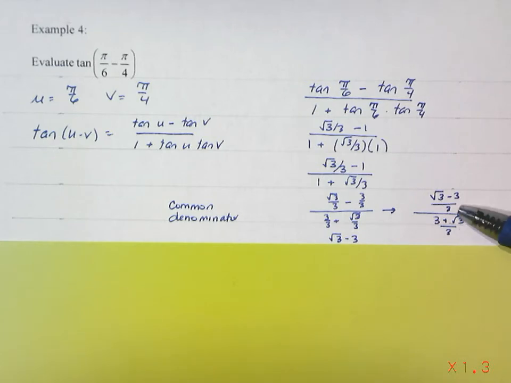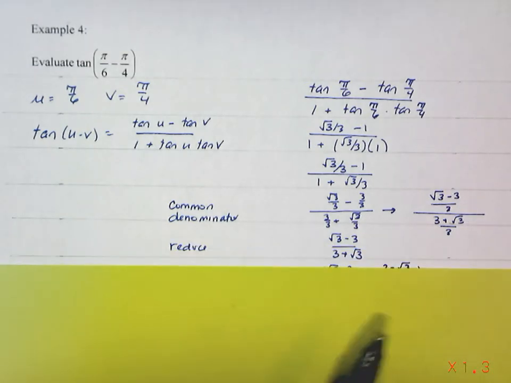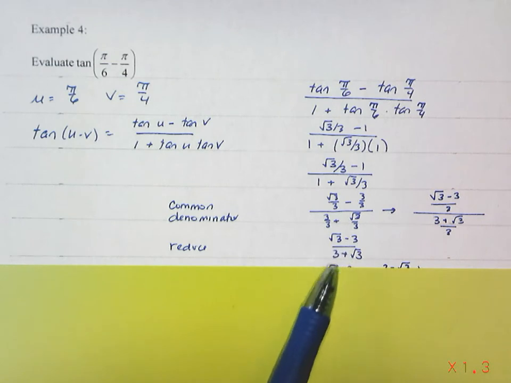This will become the numerator. This will become the denominator. 3 over 3 is 1. So that gives me the simplified version, the square root of 3 minus 3 over 3 plus the square root of 3.